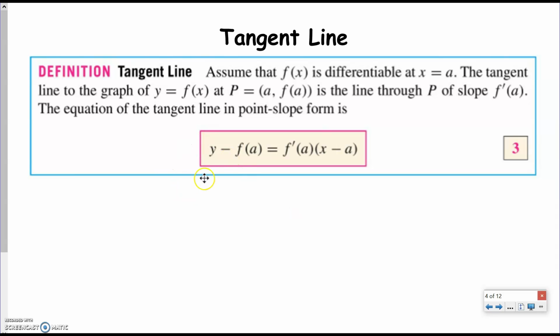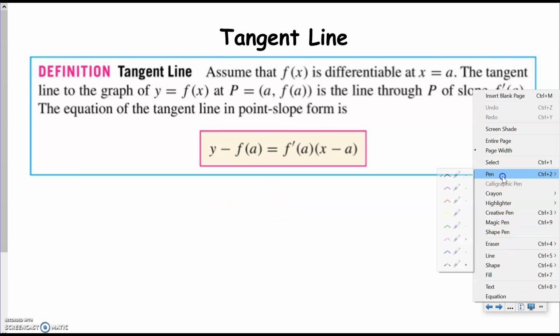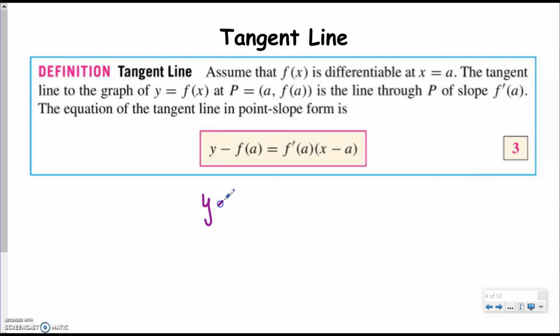As I mentioned, the derivative is actually the slope of the tangent line. So you'll see f prime of a here in point slope form, replacing our m. Everything else is the same. What you're used to seeing is y minus y1 equals m times x minus x1. This is the same thing. You just need to know that the slope of the tangent line is f prime of a, and the a value they give you is your x, and then f of a is your y. So we're going to go ahead and do that.